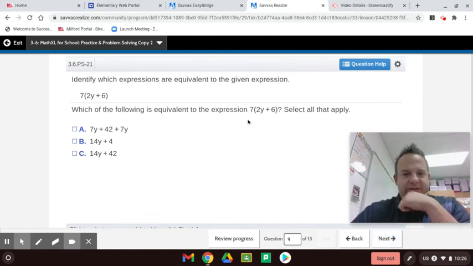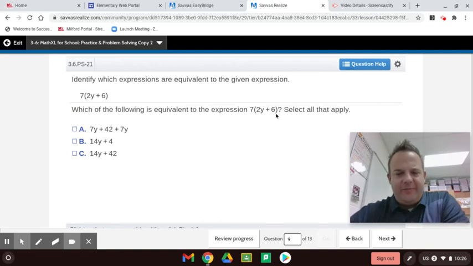Which of the following is equivalent to the expression 7 times the quantity 2y plus 6? Now, here's an important thing that's in our 6th grade standards. This right here is the two factors. 7 is a factor and 2y plus 6 is a factor. Okay, so this is a factor and this is a factor. Those are the two factors there. In what we did before in Envision, which was digits, they would always ask that question. What are the two factors of this? So it would be 7, and then this is the other factor. I haven't seen it on Envision too much, but that doesn't mean that we shouldn't know it. We should still know that.